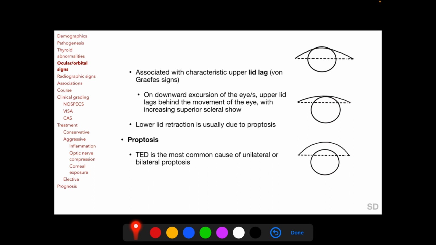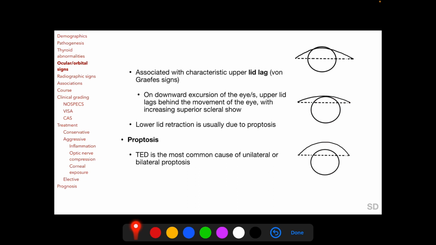increasing superior scleral show. Normally, when the eye moves from the primary position to the downward position, the upper eyelid follows the superior limbus, and the distance between the superior limbus and the upper eyelid margin is maintained. But when there is a lid lag, the upper eyelid margin fails to keep pace with the downward movement of the eyeball, and so the sclera above the superior limbus becomes visible. In this diagram, lid retraction has not been shown. And as we have mentioned, lower lid retraction is usually due to proptosis.